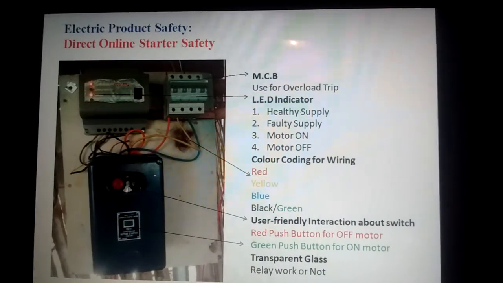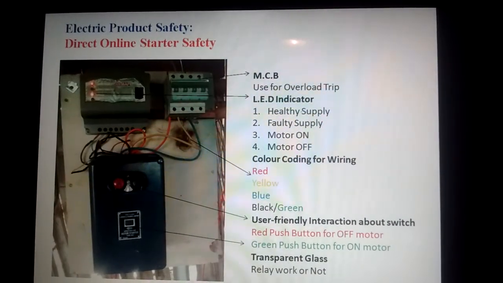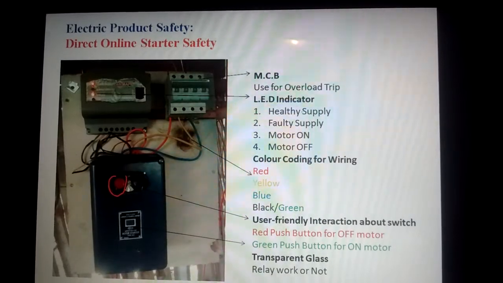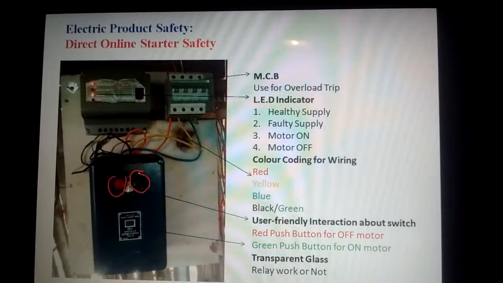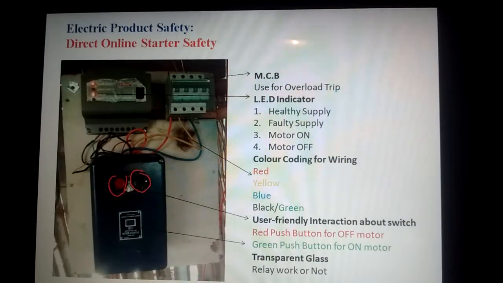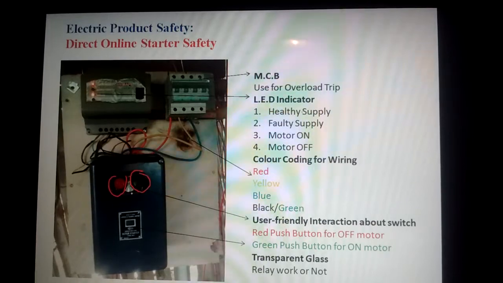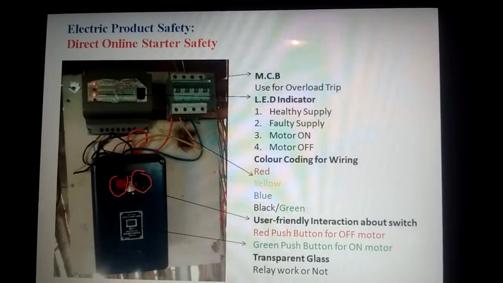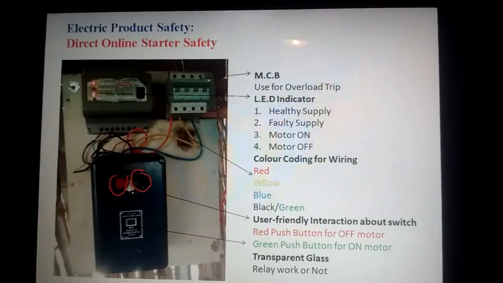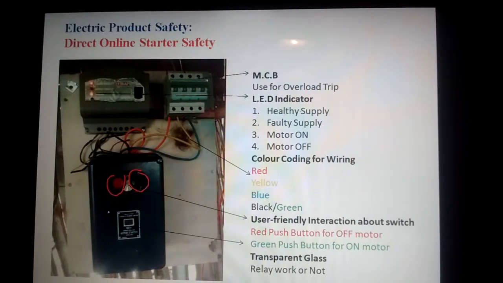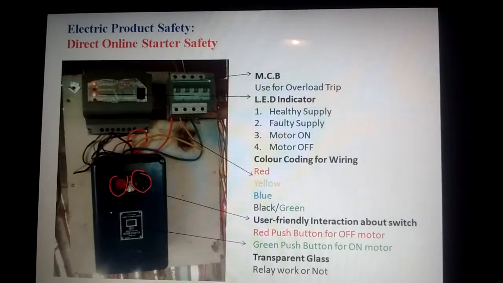Then for the starters, two buttons are present, red in color and green in color, and these are the push buttons for user-friendly interaction with the switches. The red push button indicates the motor is off when you press this button. The green push button indicates the motor is on when you push the button.